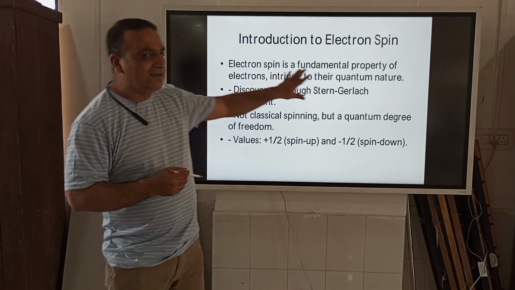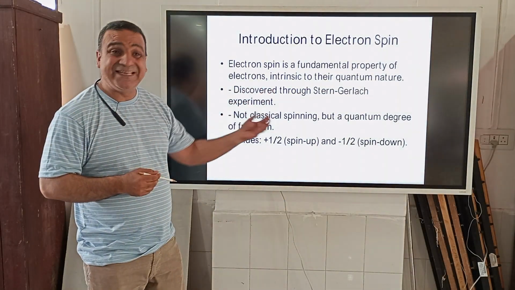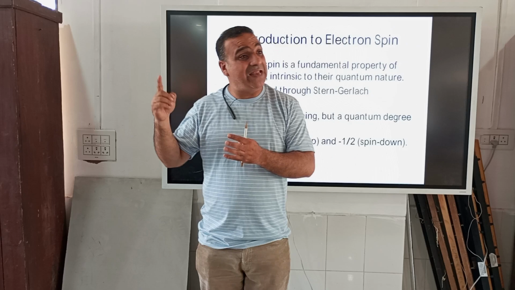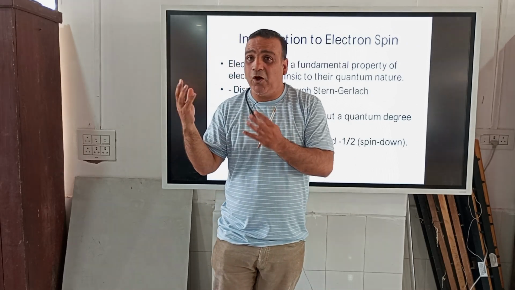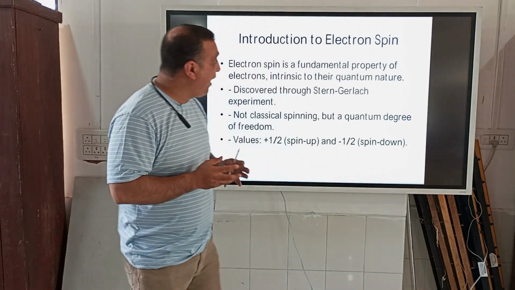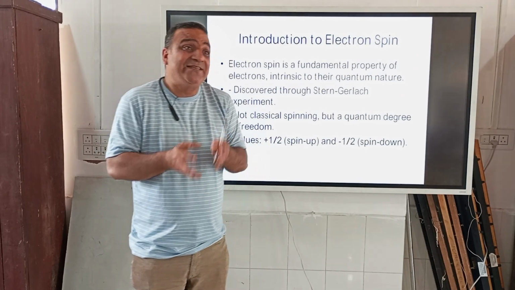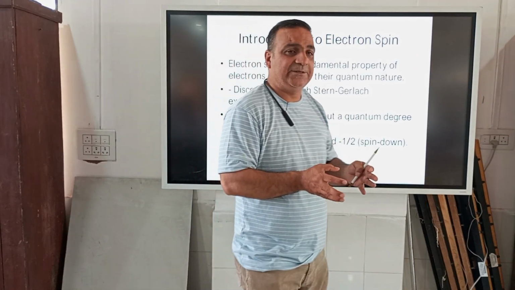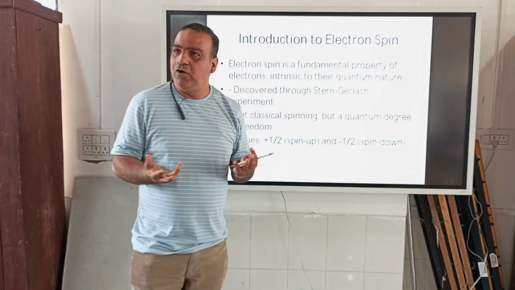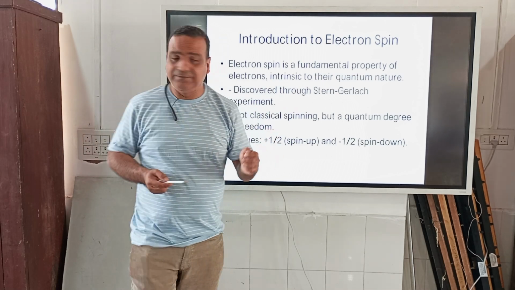So electron spin is a very fundamental property. It's a very basic property of the electrons. It's an intrinsic thing. It's not something like what we talk about for classical objects. For classical objects, you have a pure geometrical interpretation of the spin, right? But here, it's an intrinsic property of these particles. It is there. But what's the nature of this intrinsic property? We cannot give any physicality to that.